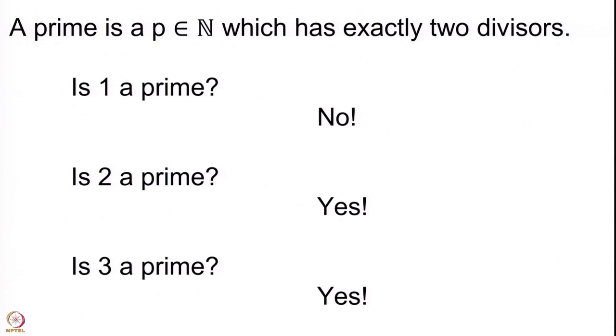What about 4? Can you think about 4 being a prime? We will need to look at the divisors of 4. 1 is a divisor, 4 is a divisor, but we have counted the divisors of the multiples of 2 just now. And we saw that 2 into 2 is 4. So, 4 has 3 divisors, 1, 2 and 4 itself. So, 4 is not a prime. Alright, so we got 1 is not a prime, 2 is a prime, 3 is a prime, 4 is not a prime. You may continue this way.